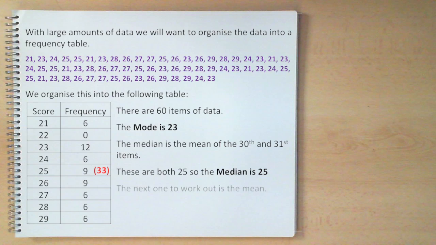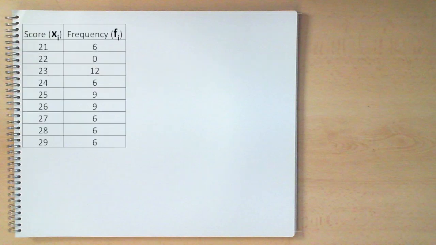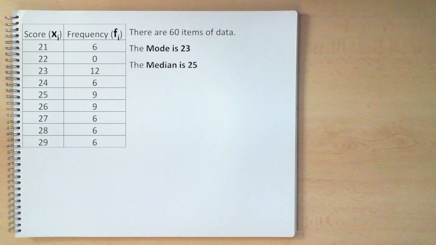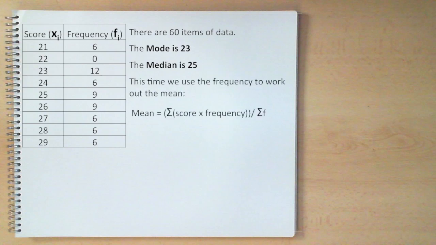Now we need to see how we'd work out the mean. So let's write our table down again and remind ourselves of what we know already. We know there are 60 items of data, we know the mode is 23, and we know the median is 25. The score is our value, so we're going to call that xi. Our frequency we're going to call f. To work out the mean, we're going to use the frequency and the following equation.